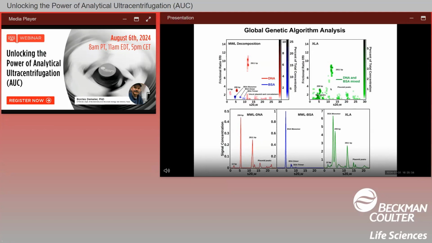If we were to do this in a single experiment, let's say with the older instrument, the Proteome Lab XLA, this is what it would look like, and we wouldn't see much difference here. This is a single wavelength scan, and all you get is a bunch of peaks, and you can't tell which one is which. But in a multi-wavelength experiment, we can tell them all apart, even if they have very similar S values like these two molecules. They're completely separated. One of them is the protein, and one of them is the DNA fragment. And we can tell them all apart.